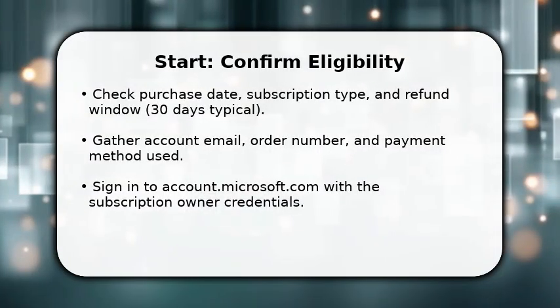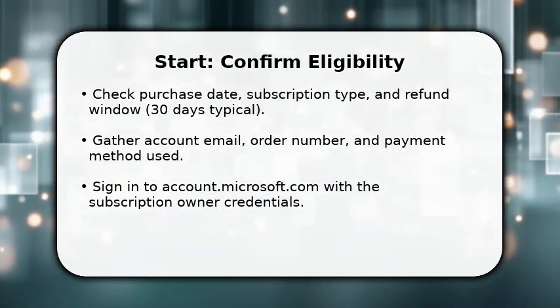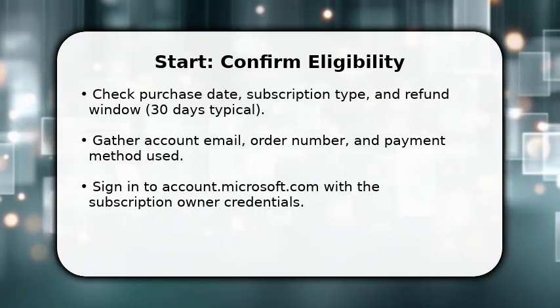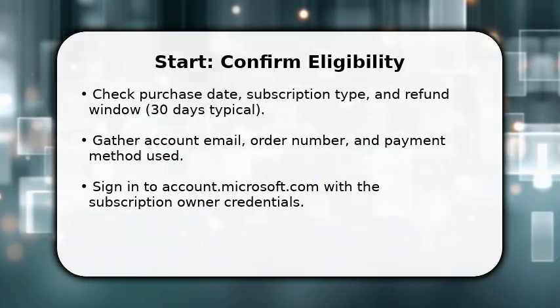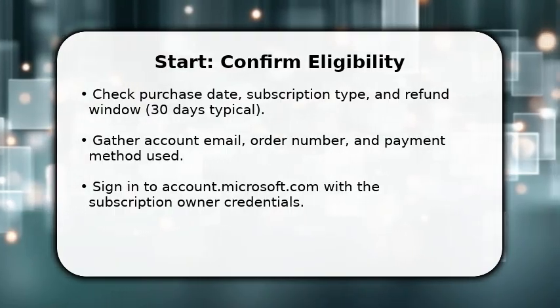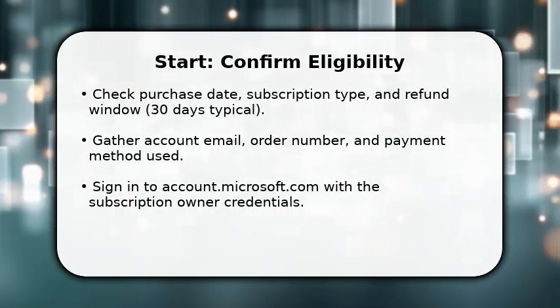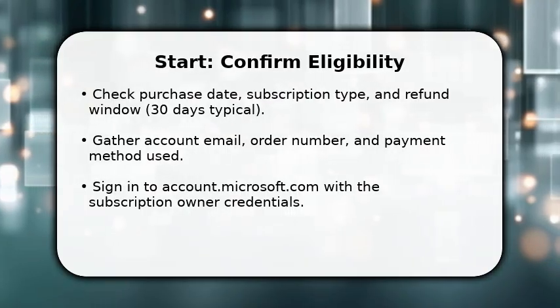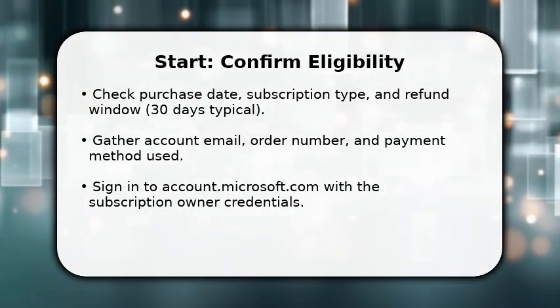You'll begin by confirming eligibility and gathering proof. This saves time. Sign in to your account at Microsoft.com with the subscription owner email, then open Services and Subscriptions. Once done, locate the Microsoft 365 line item and note the order number and purchase date.